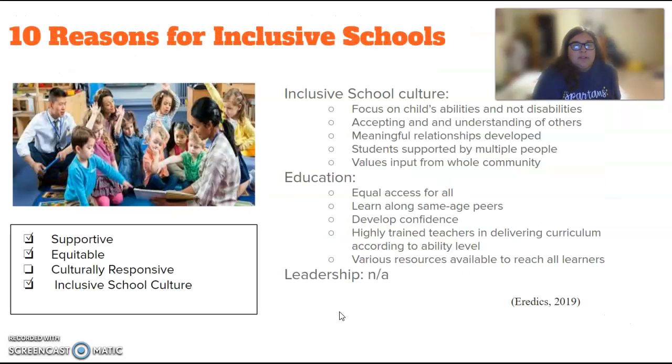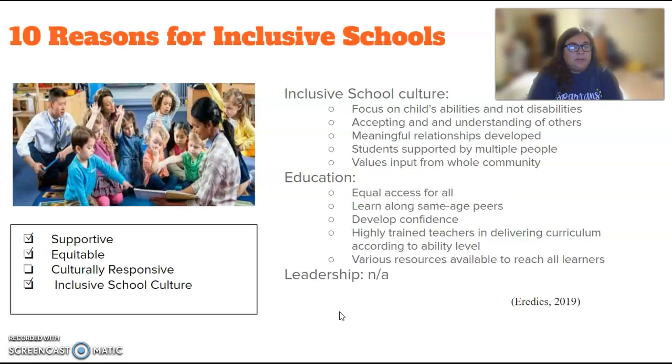The next one was 10 reasons for an inclusive school. The reasons were that you need to focus on the child's abilities and not the disabilities. You need to be accepting and understanding of others. You need to have meaningful relationships developed, student support by multiple people, and the values and input from the whole community. The education it talked about is that we need to have equal access for all, learn among same-age peers, develop confidence, have highly trained teachers delivering curriculum according to ability level, and have various resources available to help reach all learners.